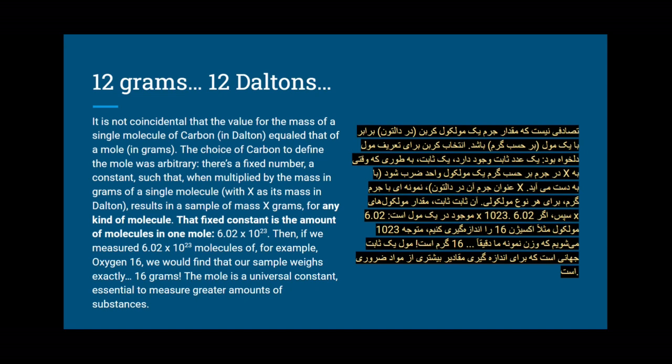It is not coincidental that the value for the mass of a single molecule of carbon in Dalton equals that of a mole in grams. The choice of carbon to define a mole was arbitrary. There is, in fact, a fixed number, a constant, such that when multiplied by the mass in grams of a single molecule with x as its mass in Dalton, results in a sample of mass x grams for any kind of molecule. That fixed constant is the amount of molecules in 1 mole, 6.02 times 10 to the 23rd power.